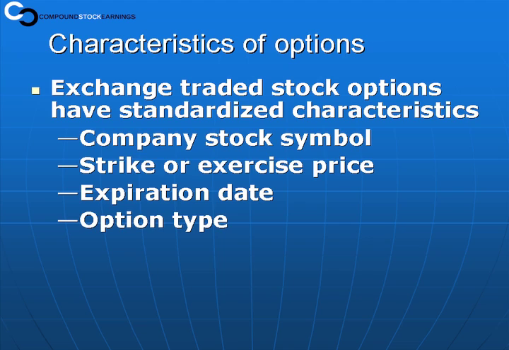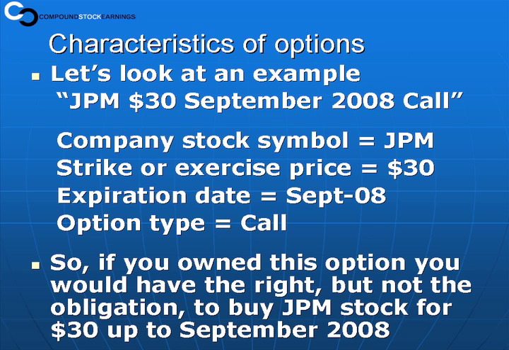Okay, exchange-traded stock options have standardized characteristics. These options that we deal in are traded on the market just like stocks. People are buying and selling stocks minute by minute, day by day. People are buying and selling option contracts on those stocks minute by minute, day by day, same thing. And let's look at an example of a standardized option contract. This here is the JP Morgan $30 September 2008 call. And this is the standard way that an option is described. Another example would be a General Electric $25 January 2009 call.